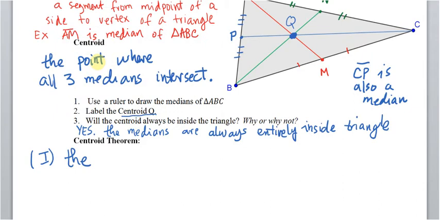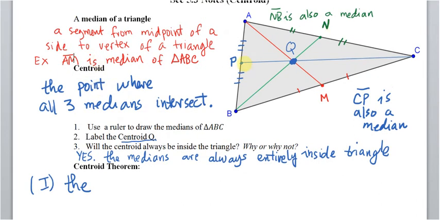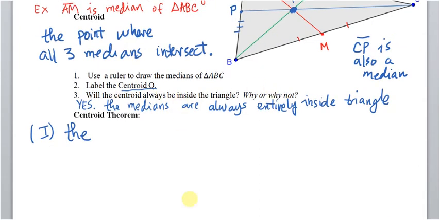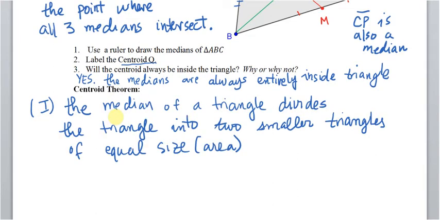What it says is that the median will always divide the triangle into equal size triangles. So in other words, CP will cut the triangle into equal parts. That does not mean congruent, but it does mean the same area. So the median of a triangle divides the triangle into two smaller triangles of equal size. And when we say equal size, we really mean area.